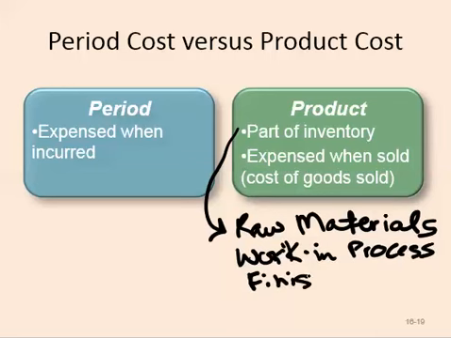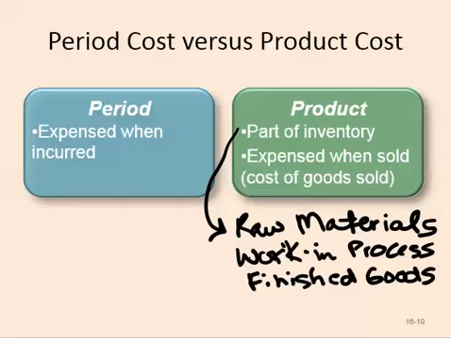And interestingly enough, the inventory will flow from one to the other. So once we take some raw materials and move it into work in process, we add a little labor to those materials, and that will start the process of building our product. Once the product's actually finished, it moves into finished goods. So period costs are not associated with the product.